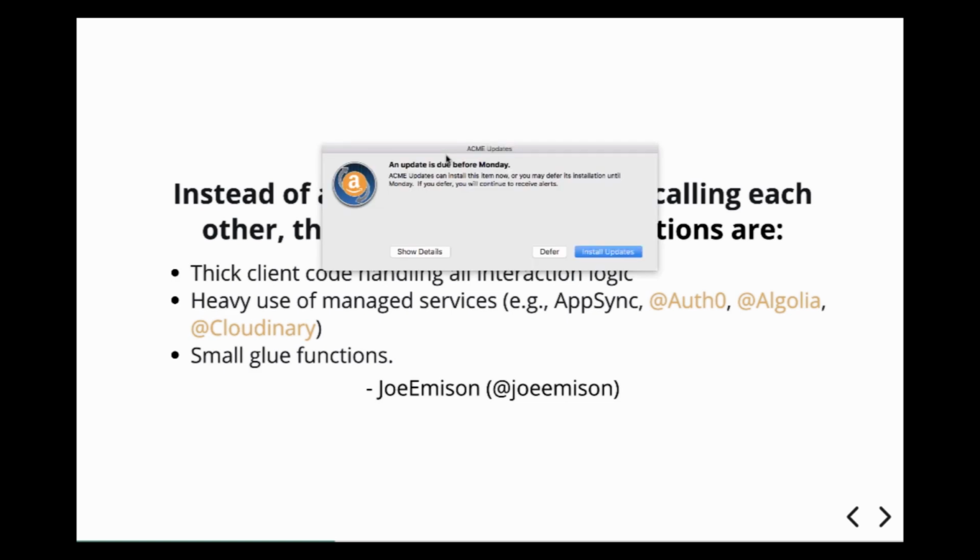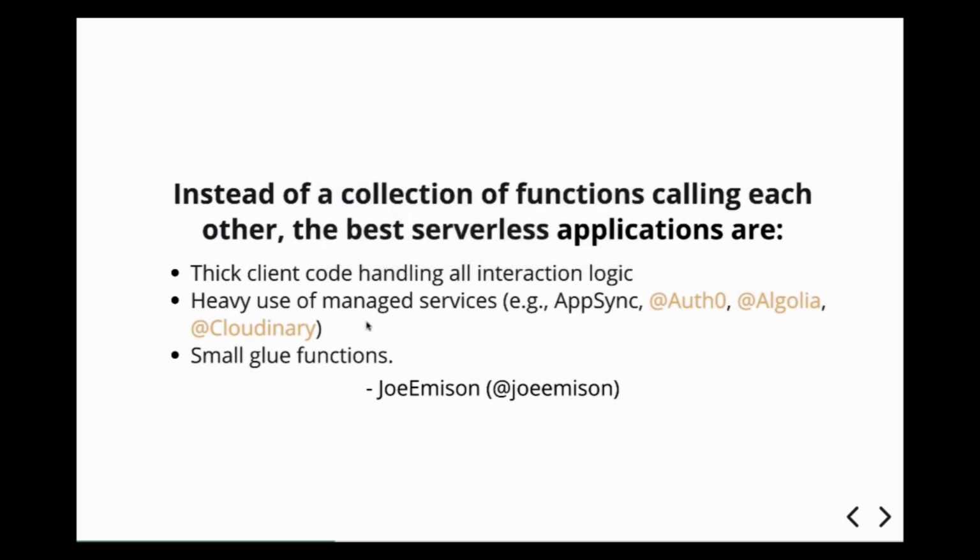I saw a tweet from Joe Emerson, and this was a really interesting tweet to me. Instead of a collection of functions calling each other, the best serverless applications have 3 main properties: a thick client code handling all of the interaction logic, heavy use of managed services. The managed services we're going to be looking at are AWS services, but this idea goes into any cloud provider or any application. It doesn't have to be specific to AWS. So services like AppSync, Auth0 for authentication, Algolia for search, Cloudinary, and a bunch of others out there. And then whatever you can't handle with these managed services, you offload to glue functions, which would be what you would typically think of as Lambda functions.